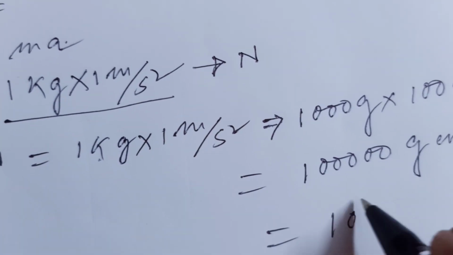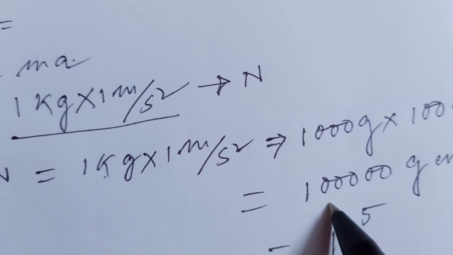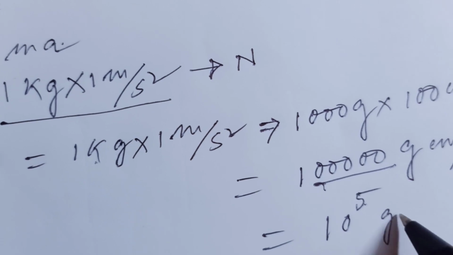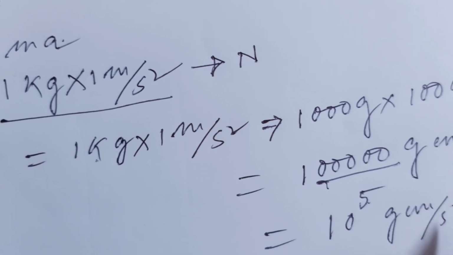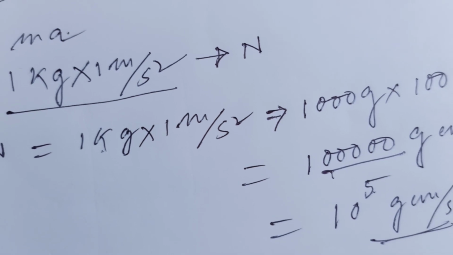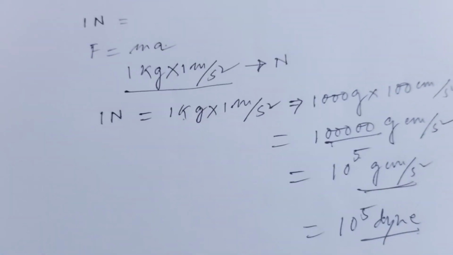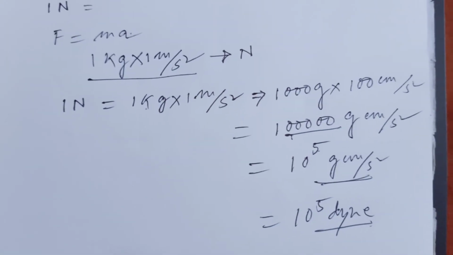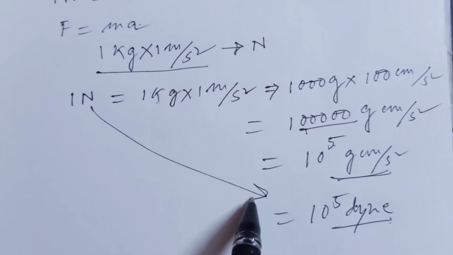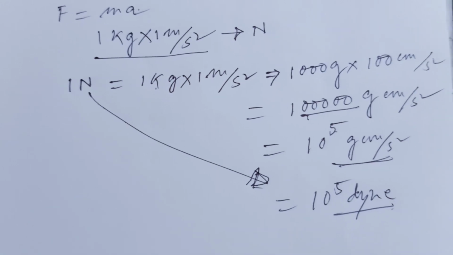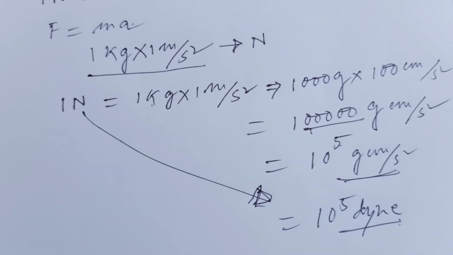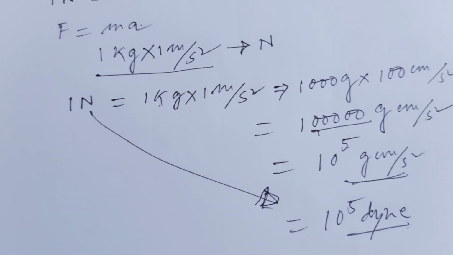That is, simply we can write 10 to the power 5 gram centimeter per second square. In short we can write 10 to the power 5 dyne. So this is the original conversion of 1 Newton, that is from Newton to dyne. But how can we convert this with the help of dimensional analysis?